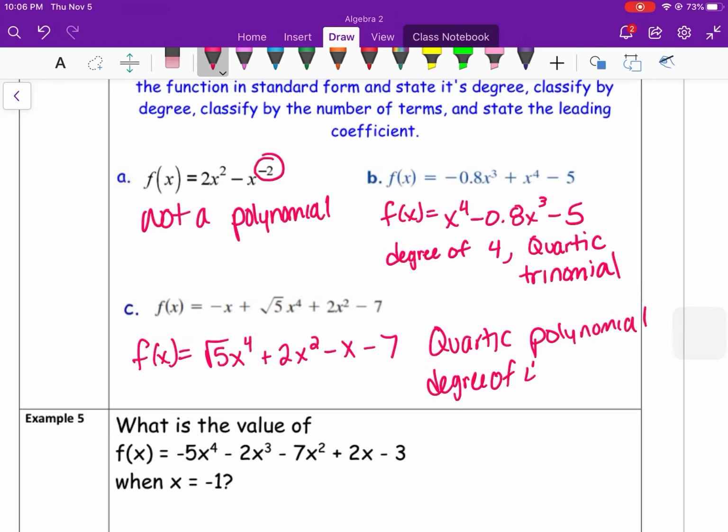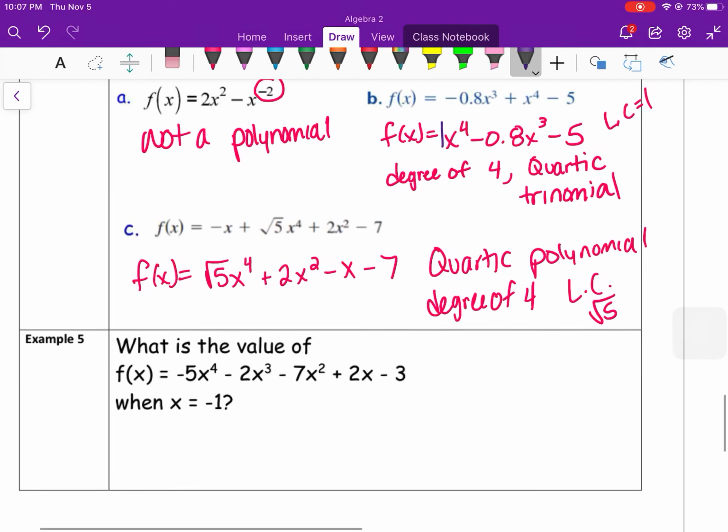It has a degree of 4 again. That's where I get the quartic from. Oh, the leading coefficient, that would be the square root of 5 in this one. In the last one, the leading coefficient would be 1 because there's a 1 in front of the x to the fourth. And number of terms, okay, polynomial. So I think I covered it all.